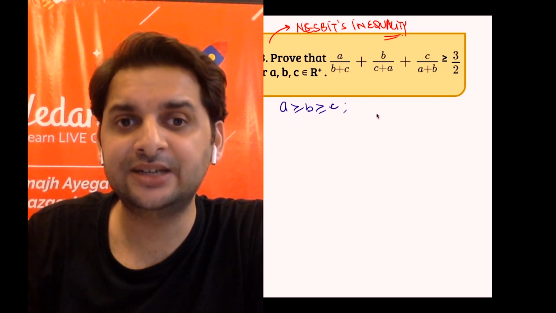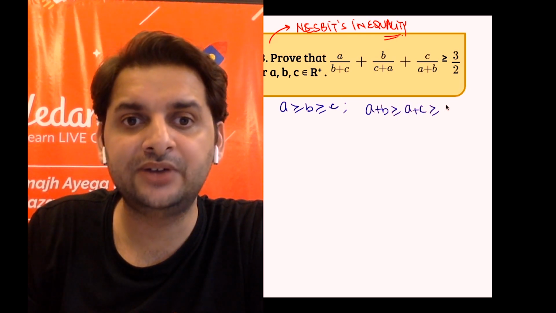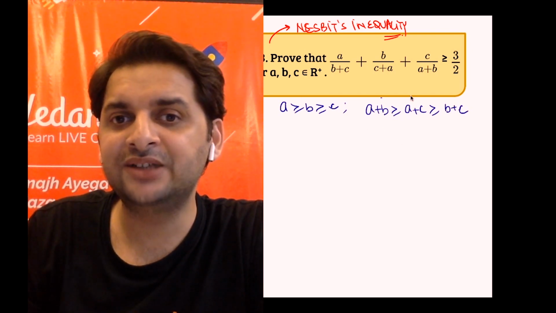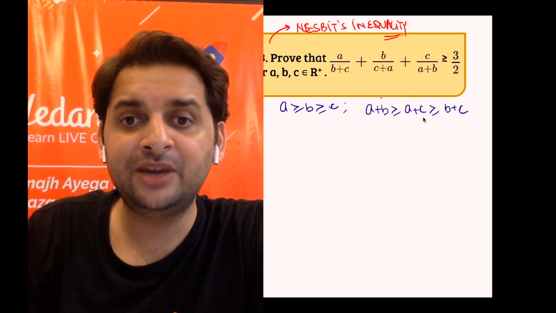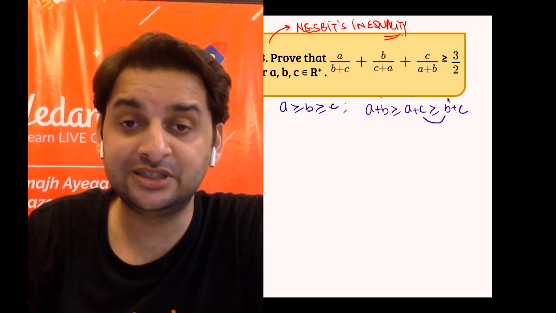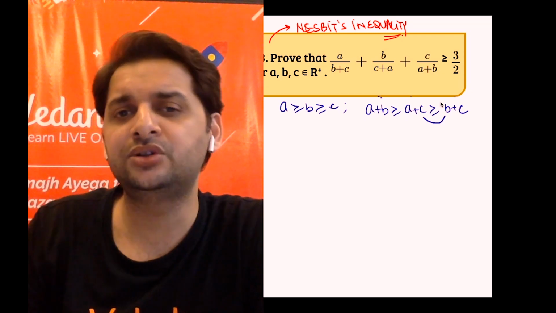So can I say if a is greater than or equal to b is greater than or equal to c, a plus b would be greater than or equal to a plus c would be greater than or equal to b plus c. This is true because if we compare first and the second, a gets cancelled out and b is greater than or equal to c. If we compare second and the third part, c gets cancelled out, a is greater than or equal to b, which is also true, and the first and third, if we compare, b gets cancelled out, a is greater than or equal to c, which is also true.